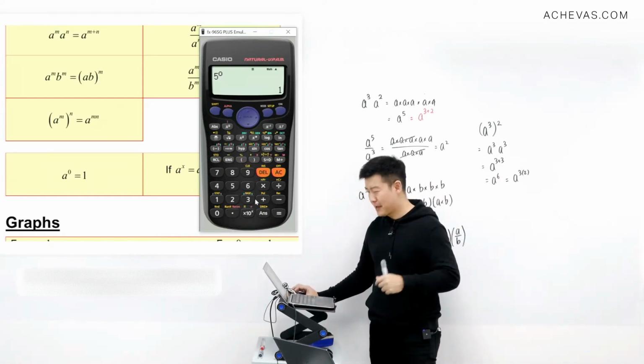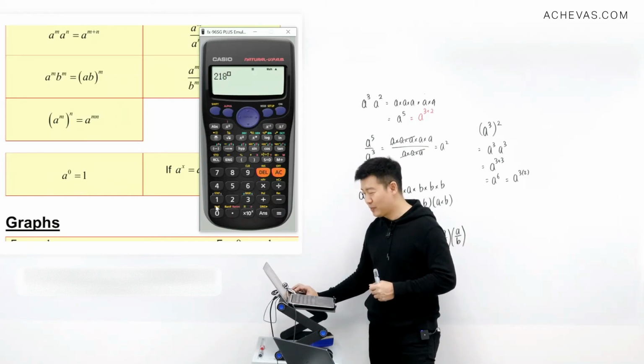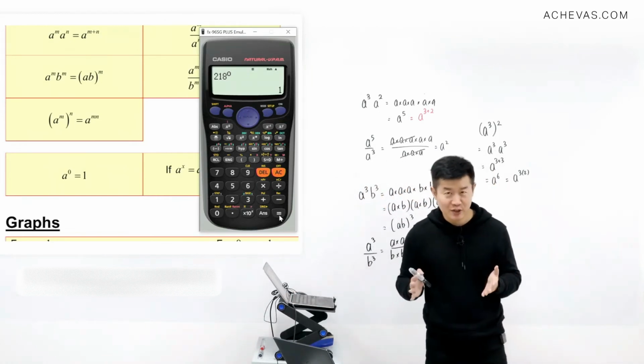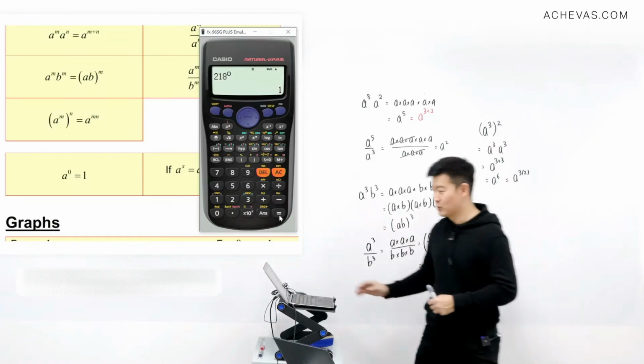Let's go for a strange number. Let's say 218. 218 to the power of 0. It is still going to be equal to 1. A to the power of 0, regardless of what the value of a is, it is always going to be equal to 1.